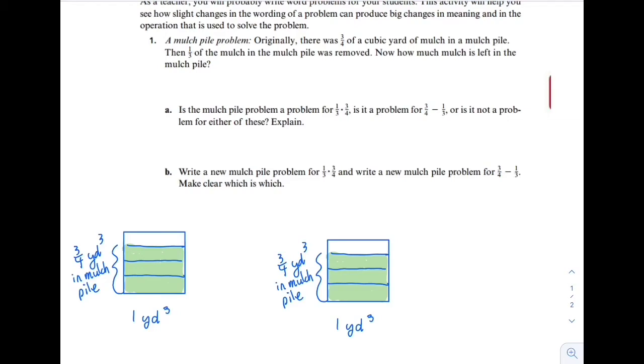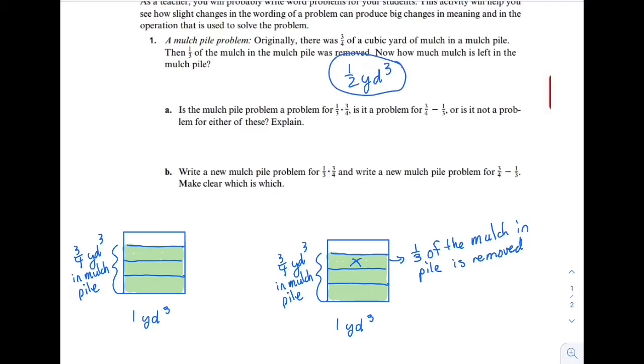1/3 of the mulch in the mulch pile was removed. Well, when I look at my mulch pile, it's this green region, and if I want to remove 1/3, I'd need to break it into 3 equal parts, but fortunately, we have 3 equal parts, so I'm going to take this, and this will be 1/3 of the mulch in the pile removed. Then by inspection, what's left, I have these 2 green rows here, which is half of a cubic yard. So we have half of a cubic yard as my answer.